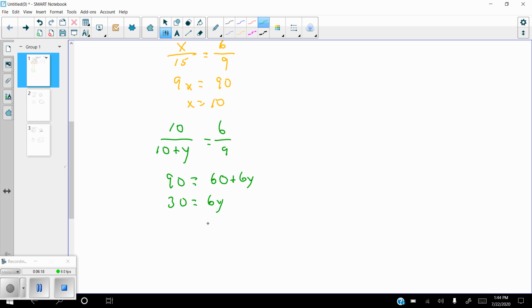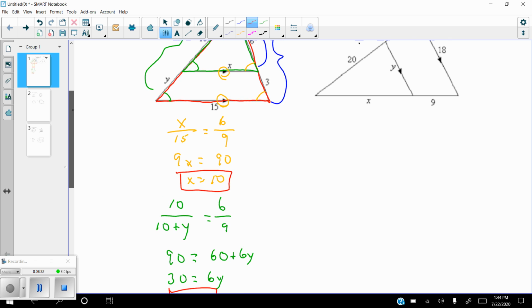Subtracting 60, we get 30 equals 6y. And then dividing by 6, we get that y equals 5. So there we have our answers. X is 10, y is 5. All right, we're going to move through this second one just a little bit quicker.